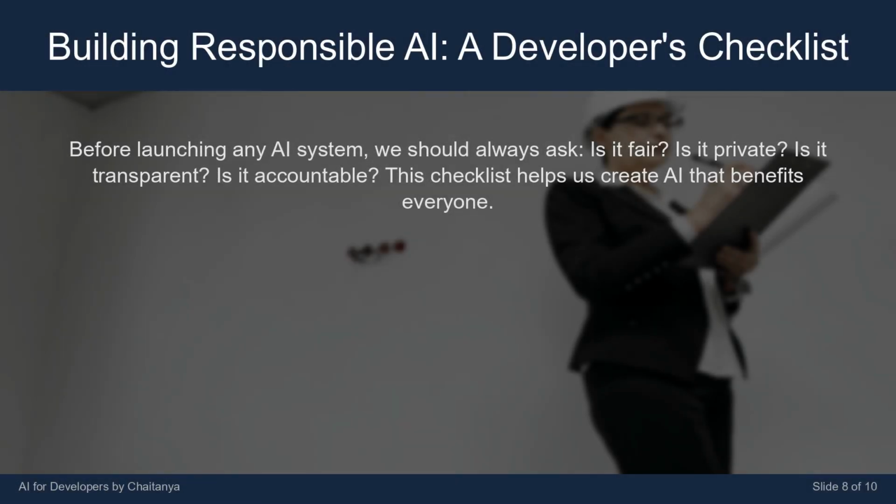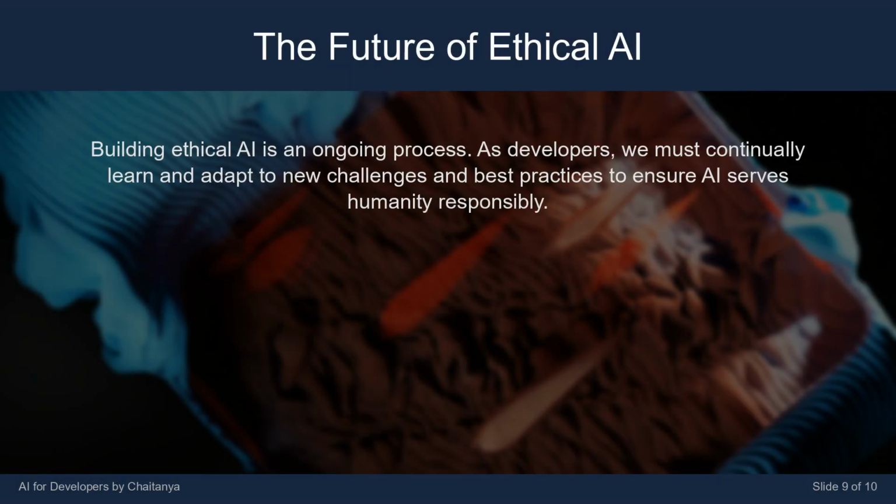Before launching any AI system, we should always ask, is it fair? Is it private? Is it transparent? Is it accountable? This checklist helps us create AI that benefits everyone. Building ethical AI is an ongoing process. As developers, we must continually learn and adapt to new challenges and best practices to ensure AI serves humanity responsibly.